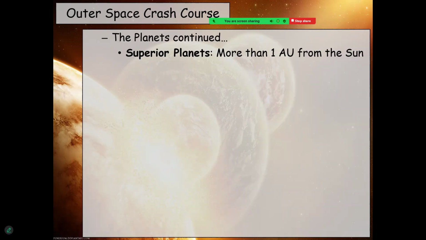We're going to skip Earth because we've been talking about it all year long. It's the planet you live on, so hopefully you know plenty about it now after most of Earth science. So now we're moving to the superior planets. Again, not superior because they're just so great, just superior because they are farther from the sun than we are. They have more than one AU in terms of distance.